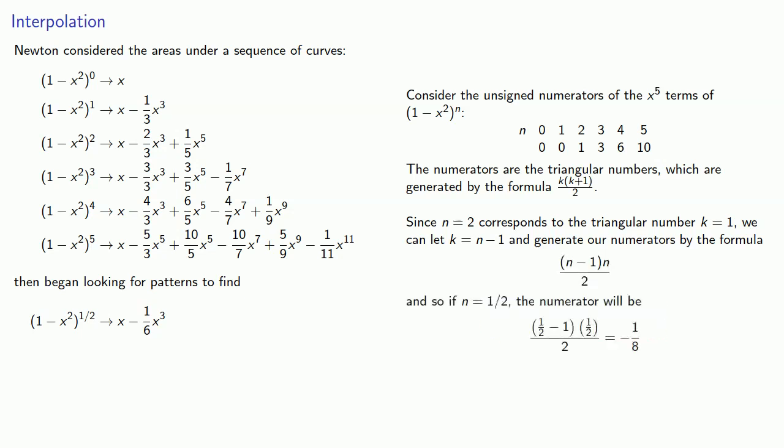And so if n equals 1/2, our numerator will be... and so the x to the 5th term, notice they all have denominator 5 and an x to the 5th, and the numerator is the triangular number. So the x term will be minus 1/8 over 5 x to the 5th, or minus 1/40 x to the 5th.